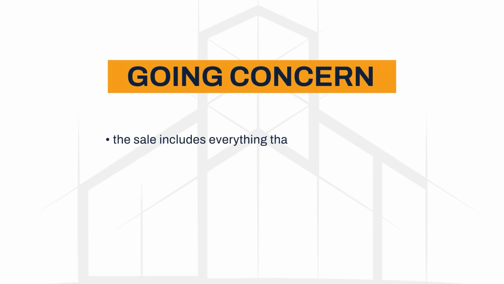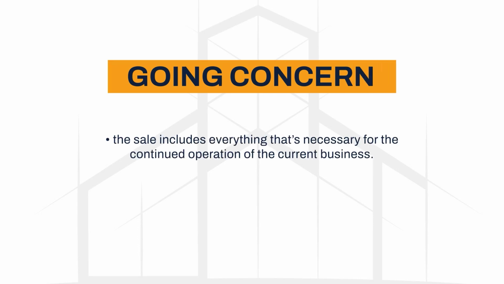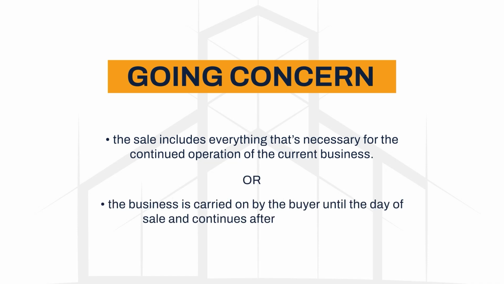There are exemptions to the application of GST, however. For example, a seller doesn't need to apply GST if the property is part of a going concern. The property will be considered a going concern if the sale includes everything that's necessary for the continued operation of the current business, or the business is carried on by the buyer until the day of sale and continues after the day of sale. Basically, leasing a property is deemed a business and therefore a going concern. Simply put, you will only pay GST on a commercial purchase if it is a vacant property. It's important to always seek independent legal and financial advice to ensure you won't pay the GST.